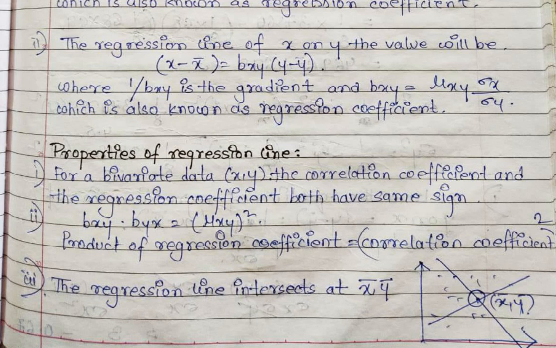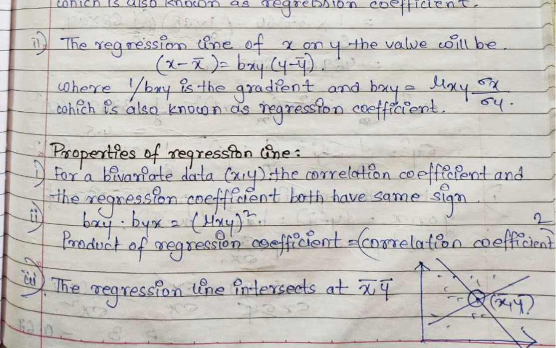Bxy and byx generally have the same sign; they cannot differ. That is, bxy being positive and byx being negative cannot happen. So bxy and byx have a fixed sign. If it is positive, then we will take rxy positive. If bxy or byx is negative, then we will take the correlation coefficient negative.